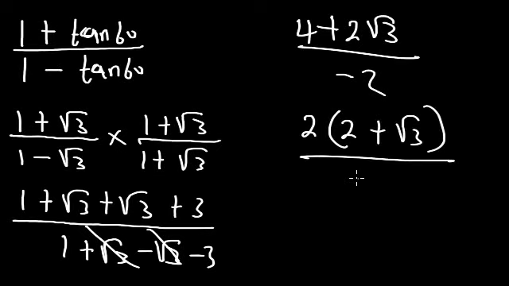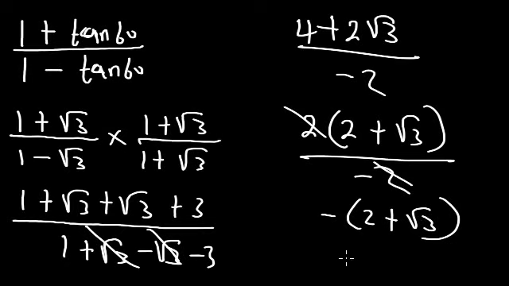And this is dividing negative 2. So the 2 can cancel out at this point, and I'll be left over with minus 2 plus root 3. And if I should expand that, I should have negative 2, negative root 3 as my final answer. And that's how to apply those trigonometric ratios into problems. I hope you got that.